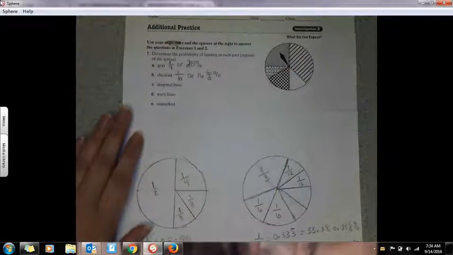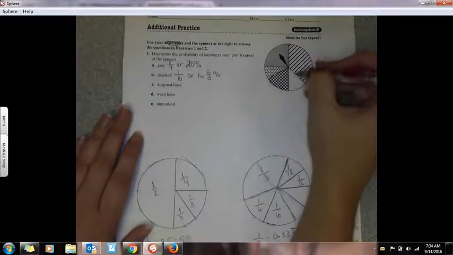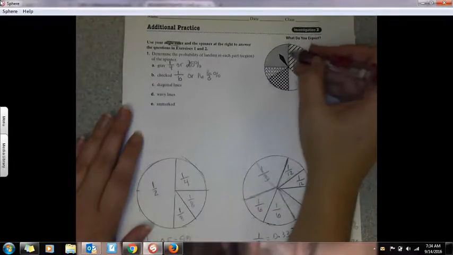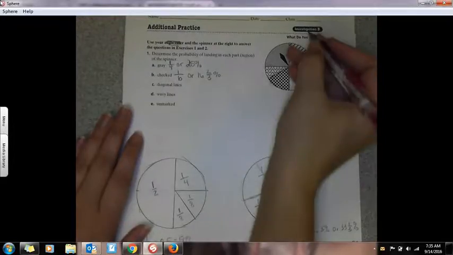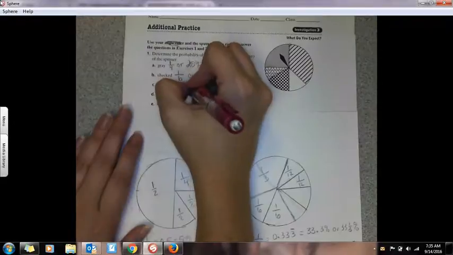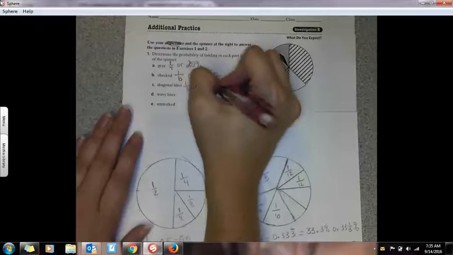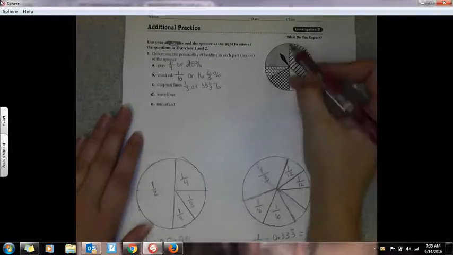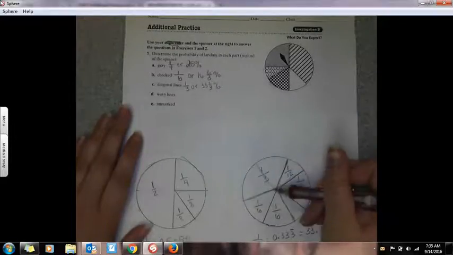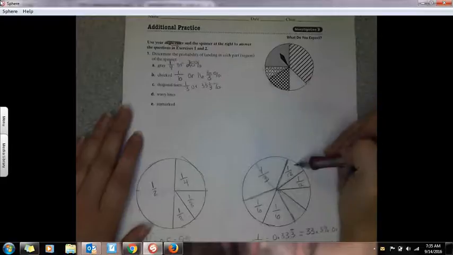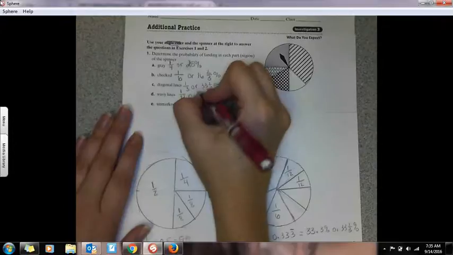My next one is diagonal lines, and if I take a look at that wedge, the size of that wedge matches up with the size of a wedge that's a 1/3. So this wedge would have the probability of 1/3, or 33 1/3%. Wavy lines, if I take a look, that's a pretty small wedge, and our smallest wedge we have is 1/12, and it looks very similar. So this is 1/12, or 8.3%.